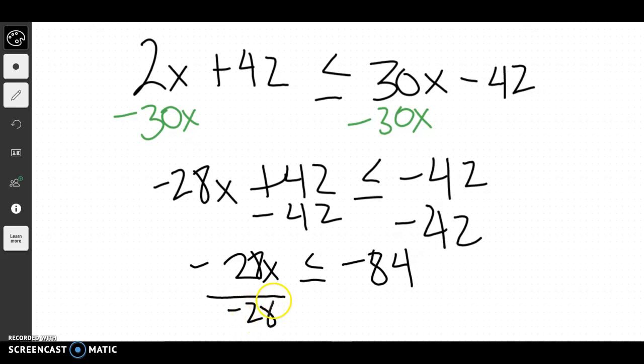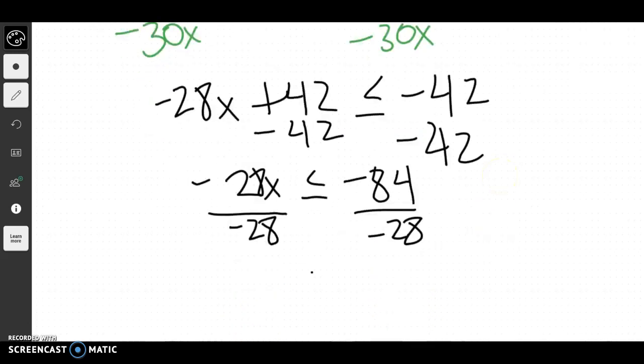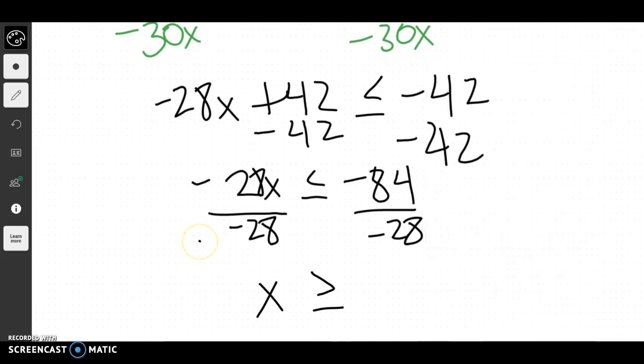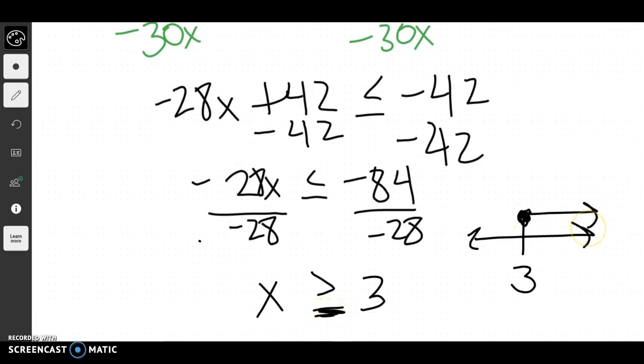I'm going to divide by negative 28. When I divide by a negative number, it's going to flip my inequality sign, so x is going to be greater now. And we're going to get this to be 3. So when I graph this, I'll put 3 in the middle. I'm going to use a solid dot because it's equal to, and I'm going to go to the right because x is greater. Try the different problems today.